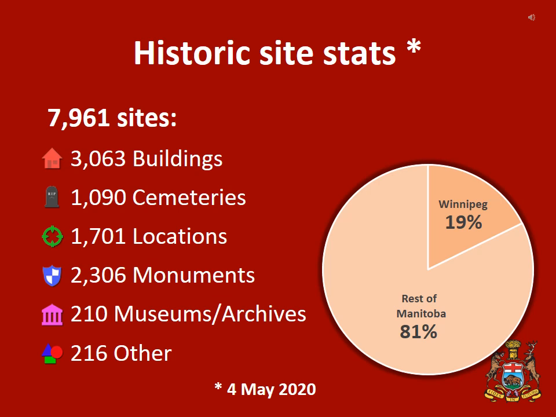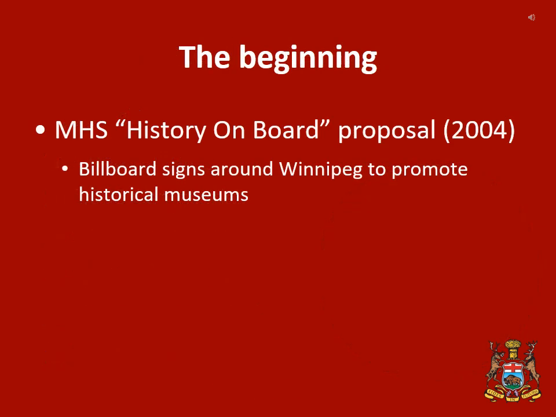That's the collection. If you add up those numbers, you will find that it doesn't quite equal 7,961, because there are sites that actually have 2 or more categories assigned to them. For example, if you go to the site of a church, and there is also a cemetery associated with that church, it could be in the building category, it could be in the cemetery category, and it'll show up under either one. So the numbers won't add up because of that. There are multiple categories that apply to some sites.